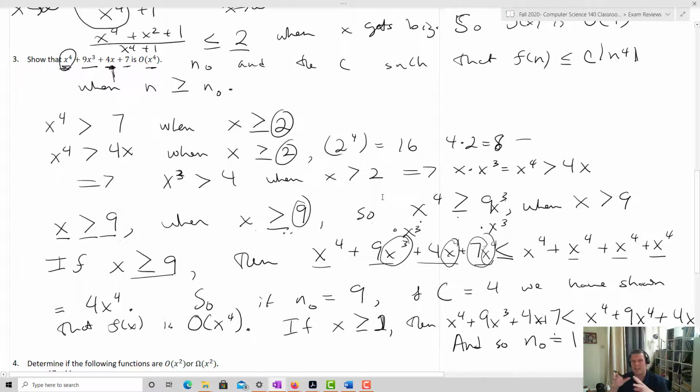One of the key things that you want to get here is that for the two values, the n naught and the c that we choose for proving that something is O of g of x, there's more than one value that will actually work. And so what you want to do is understand the relationship between the n naught and the c, and how it is that we come about finding them.